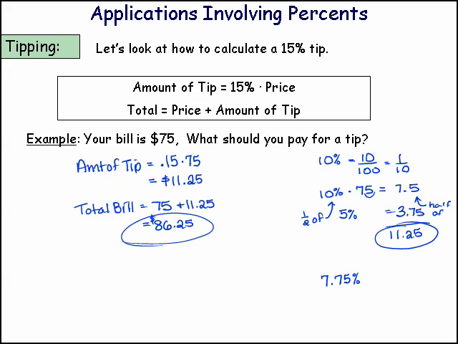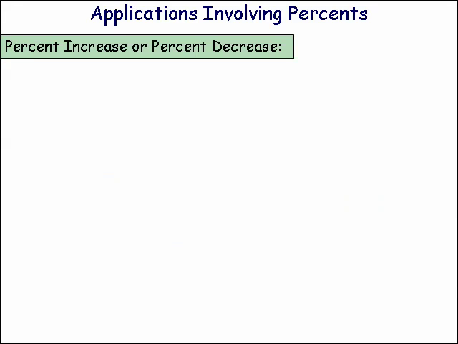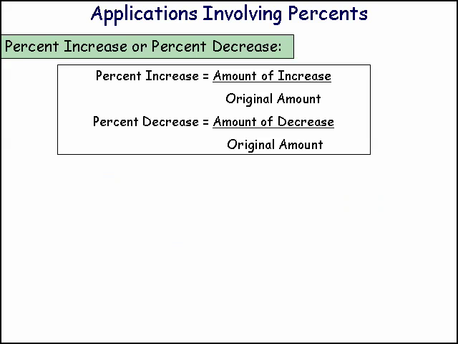So here's a couple different options for you. Okay, so percent increase or percent decrease. Here's the equations for percent increase and percent decrease. Percent increase is equal to the amount of increase over the original amount. Percent decrease is the amount of decrease over the original amount.